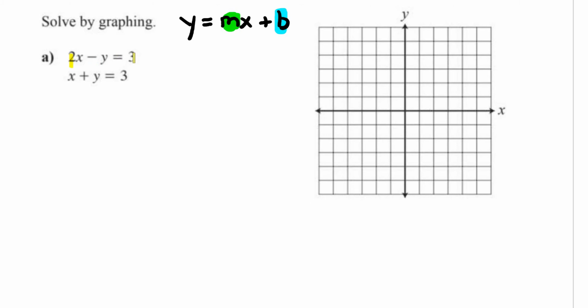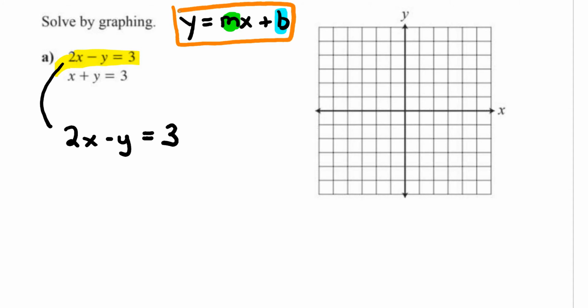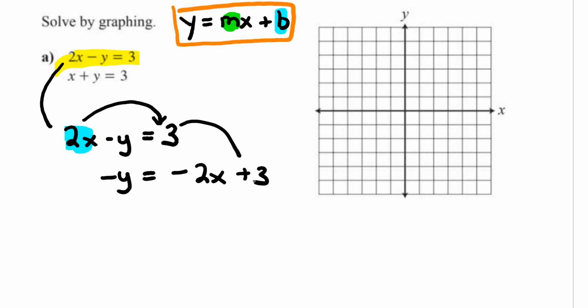All right, let's take a look at the first equation here, and let me just rewrite that over here. I'm going to rewrite it as 2x minus y equals 3. I want to make sure that the graph looks like the form in this orange box here, so I need to move things around. Here's a 2x. I'm going to move that to the other side. If I move that to the other side, it's going to become negative 2x, and then this 3 will be just plus 3. So that's step number 1: negative y equals negative 2x plus 3.